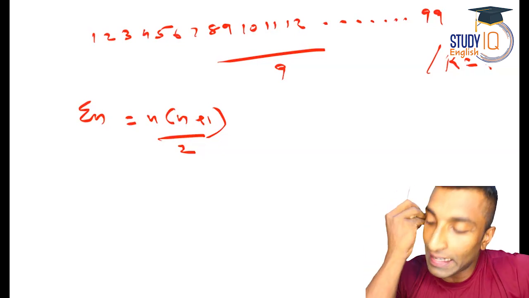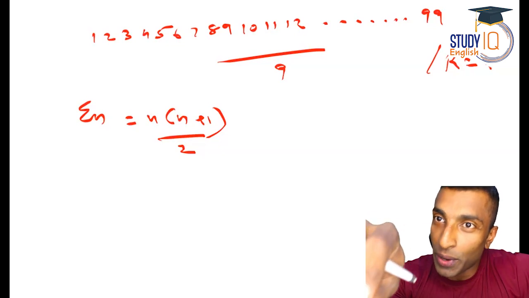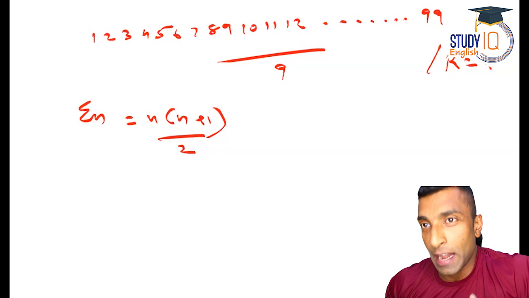So effectively, it is nothing but sigma n. It is a sum of numbers. Okay. So it is nothing but the sum of numbers. So n into n plus 1 by 2.